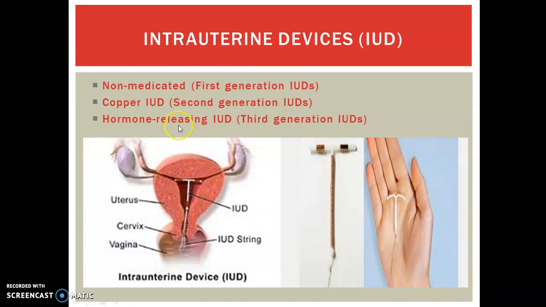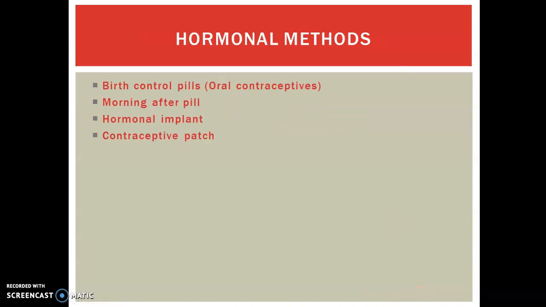Then the third generation intrauterine devices are hormone releasing intrauterine devices. Here you can see the hormone releasing intrauterine devices. They release small amounts of hormones into the uterine fluid, which prevent the implantation or attachment of the embryo onto the wall of the uterus.